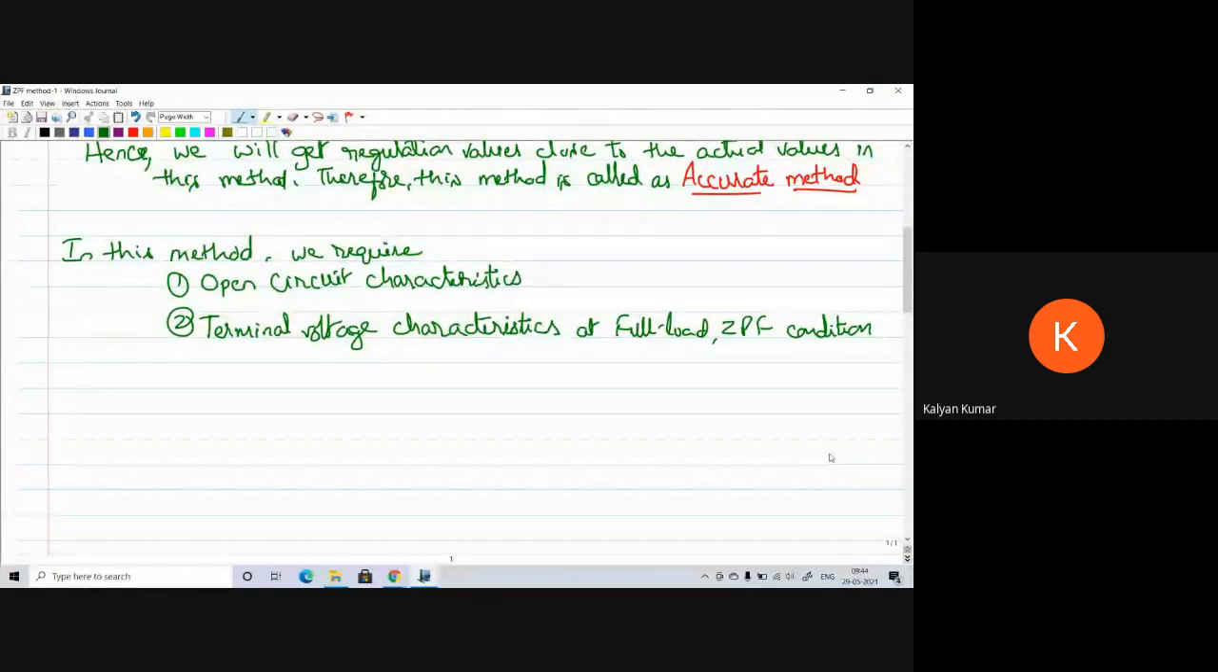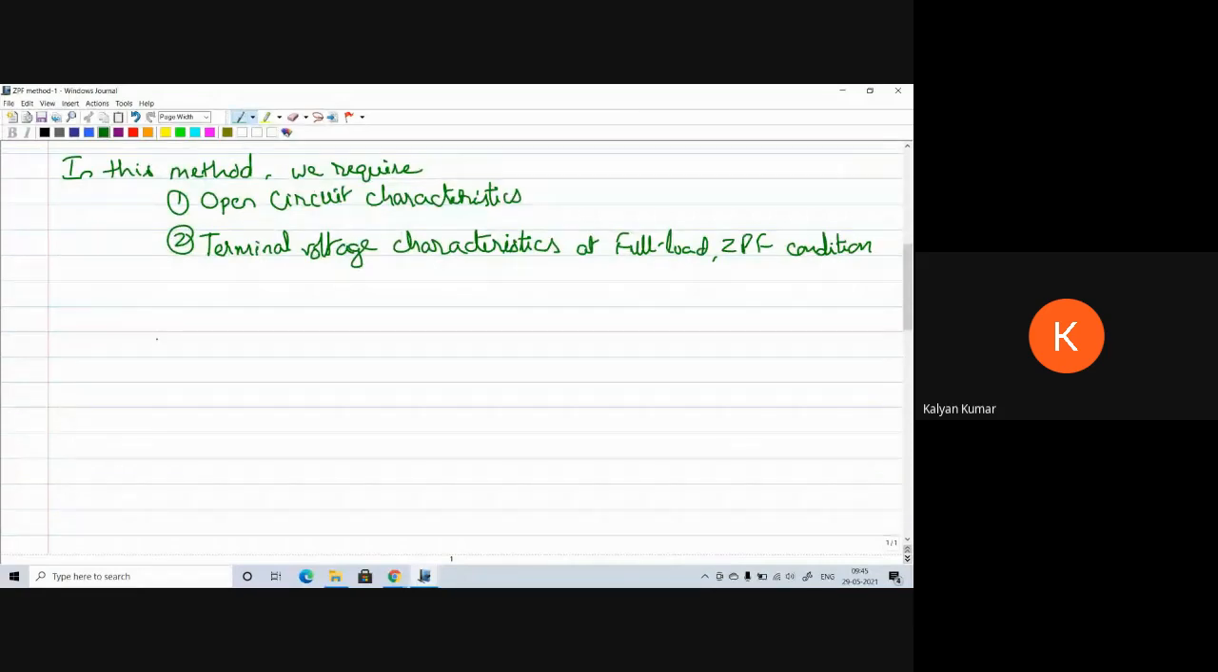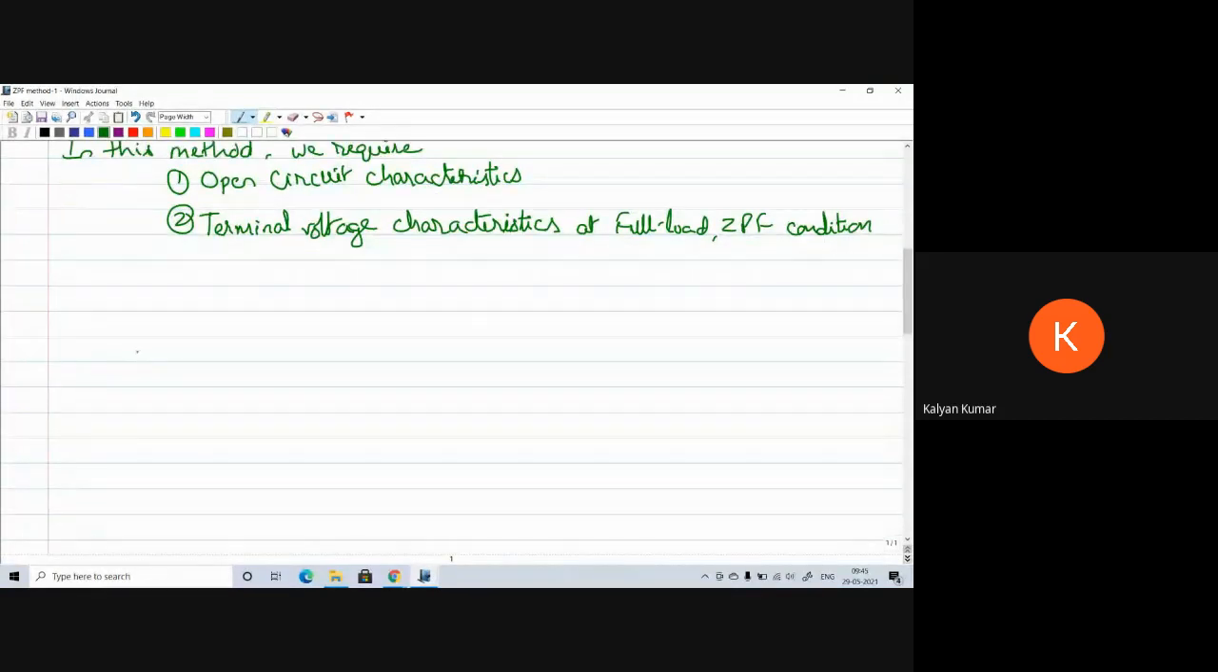Now, the first one, open circuit characteristics, we have already discussed in the synchronous impedance method and MMF method. For getting the open circuit characteristics, we have to conduct the OC test. That means without connecting any load to the alternator, by varying the field current and running the synchronous machine at rated speed, you can get the open circuit voltage for different values of field excitation. Then by taking field current on the x-axis and open circuit voltage on the y-axis, you can get the open circuit characteristics.